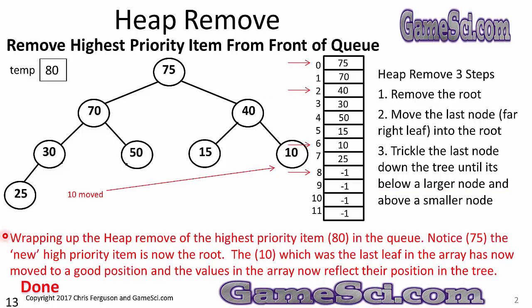Wrapping up the heap remove of the highest priority item, 80, in the queue. Notice 75, the high priority item, is now the root. The 10, which was the last leaf in the array, has now moved to a good position, and values in the array now reflect their position in the tree. 10 started down here. It moved up to the root. It swapped with 75 and moved to here. It swapped with 40 and moved to there. That's the trickle down.